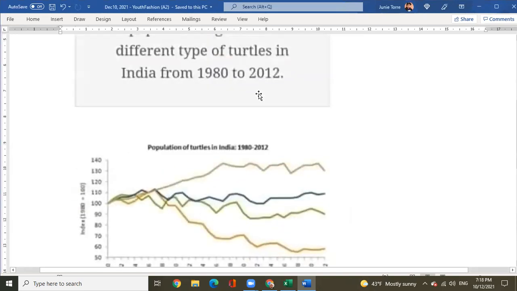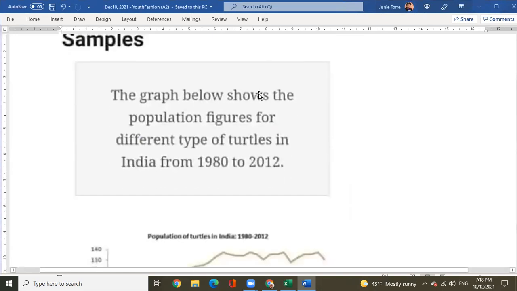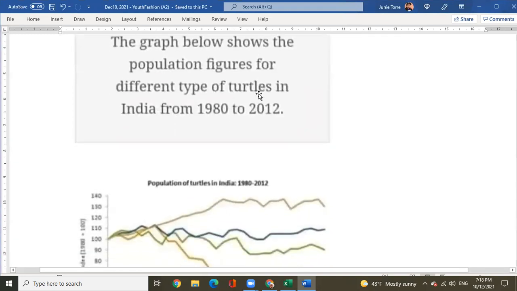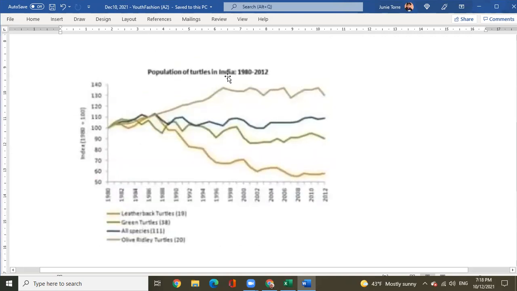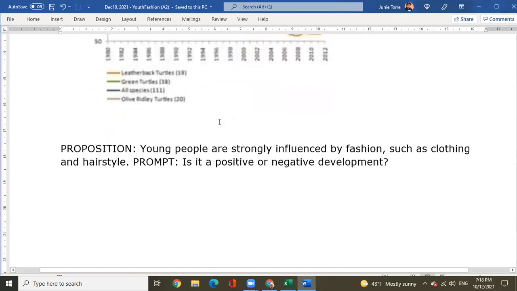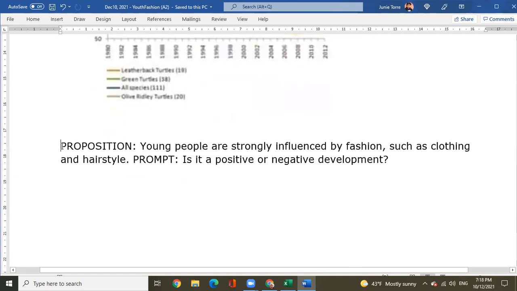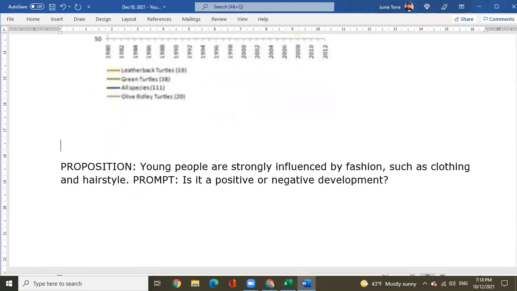So what I have here are two tasks. This one is task one. These were submitted by the students. It's a line graph about the population of turtles in India from 1980 to 2012. And then this is task two. Young people are strongly influenced by fashion, such as clothing and hairstyle. Is it a positive or negative development?